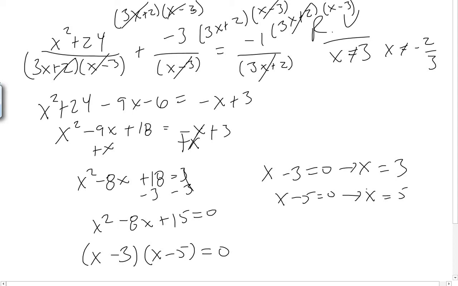Well, if I got these two solutions, that's great, but the truth is one of them was a restricted value, so I can't include that one. It's extraneous. But x equals 5, that one's a totally fine solution. So if I wanted to, I could go back to the original and check by plugging it back in.